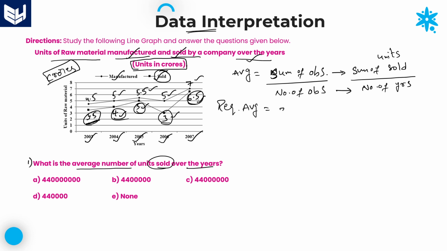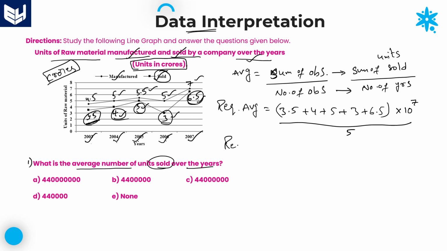Now you just add all the values, 3.5 plus 4 plus 5 plus 3 plus 6.5. And as I mentioned earlier, every value is in terms of crores, so you need to multiply every value with 10 power 7. 1 crore is nothing but 10 power 7, that is the reason why I have to multiply with 10 power 7, divided by the number of years. How many years are we taking into consideration? 1, 2, 3, 4, 5, total 5 years, so the denominator value is 5.